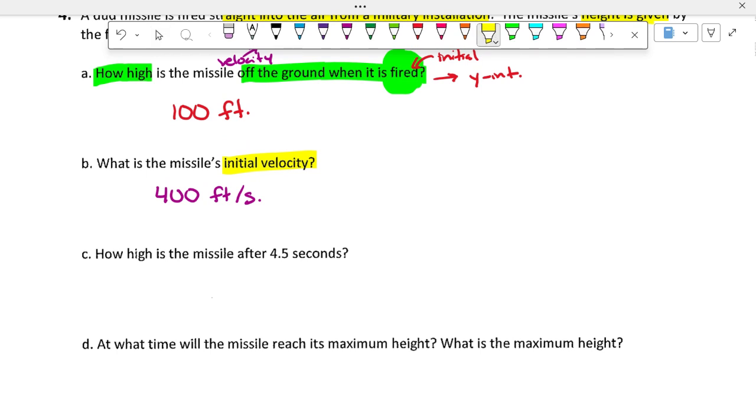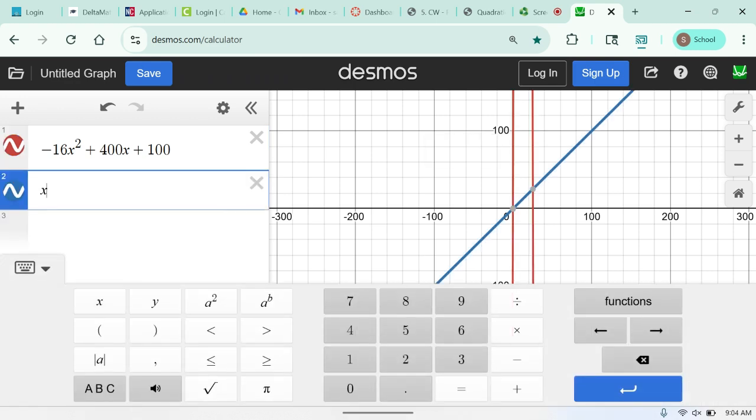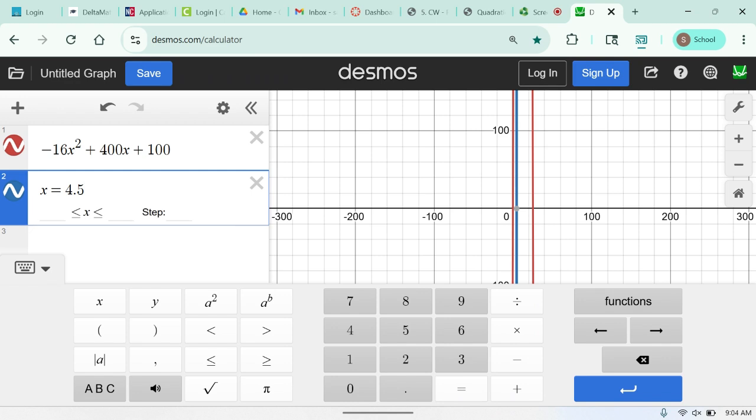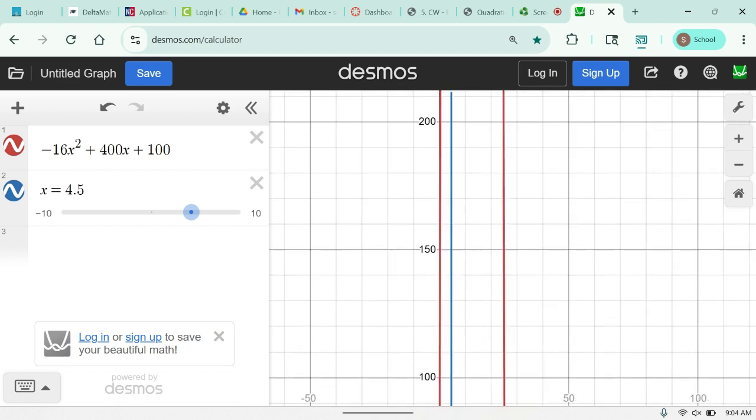It then asks, how high is the missile after 4.5 seconds? So what do I need to do? So this is definitely going to Desmos, but what? Is 4.5 representing an X or Y value? It's an X. So I'm probably going to have to put in X equals 4.5 into Desmos and find the point of intersection. So if I do that, I'm going to write in X equals 4.5. Again, you might either have to scroll up or zoom out to see what's going on.